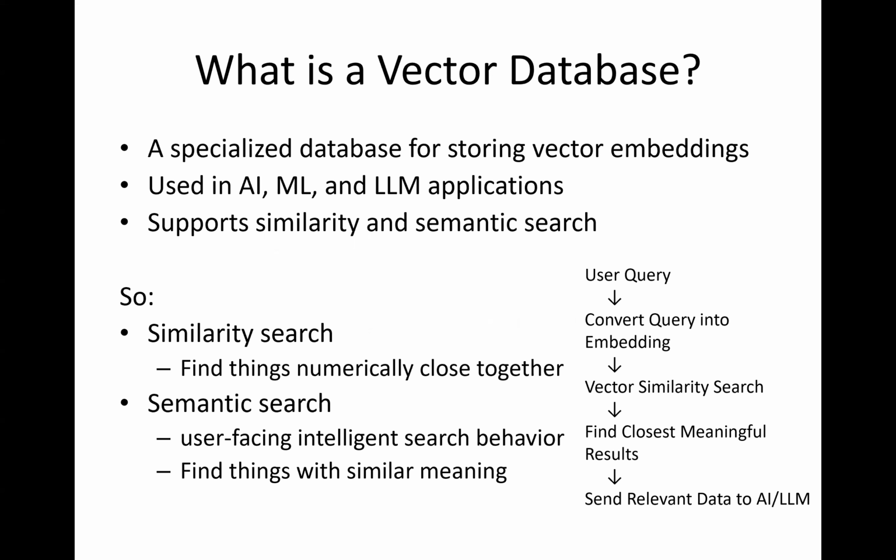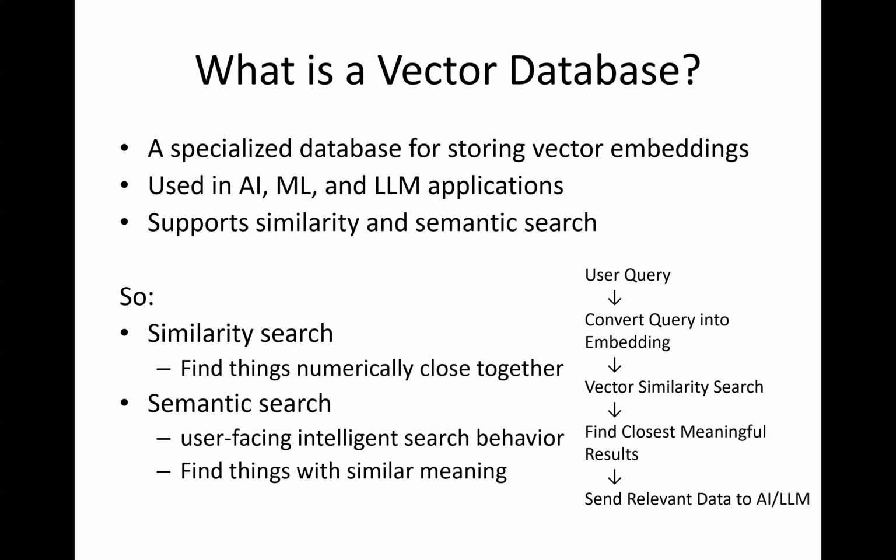So let's first start with what is a vector database. A vector database is basically a database which is used for storing vector embeddings, which we'll understand later, and it is used for AI applications, LLM applications. So these databases are used in AI applications specifically, because a vector database supports similarity and semantic search. So what are similarity and semantic search?